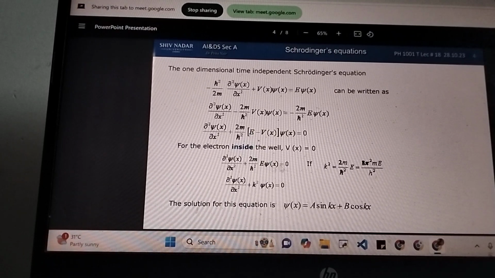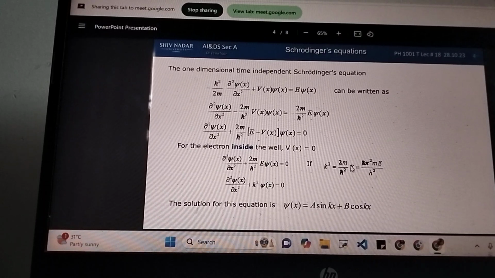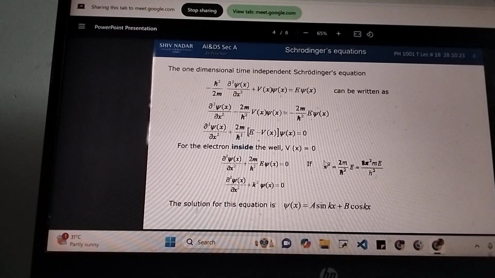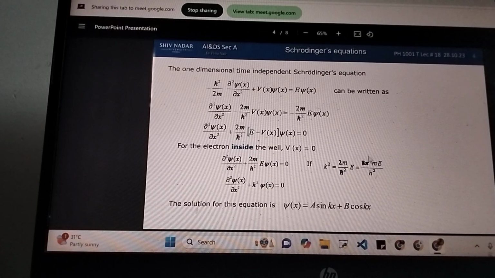So now what we do is we assume k squared equals 2m by h cross squared E. We are just taking this entire quantity and assigning it to a variable called k squared. And why we do that, we'll come to know in the further slides. So right now we just assume k squared equals 2mE divided by h cross squared. Now like I said, h cross is nothing but h by 2 pi. So when you substitute that, we get k squared equals 8 pi squared mE divided by h squared.